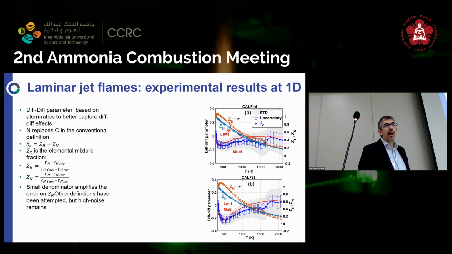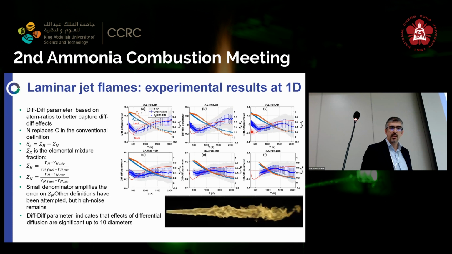They agree on average reasonably well with the numerical simulation. Unfortunately, these results are quite noisy, which is different from what you had in hydrocarbons. In the definition here, we have nitrogen both in the fuel and in the oxidizer. So this denominator is very small, and this amplifies the error on the elemental mixture fraction of nitrogen. If you look at the mean, the results are reliable, or at least qualitatively indicate where differential diffusion plays a role. So let's go to the turbulent flame now and repeat the same exercise.